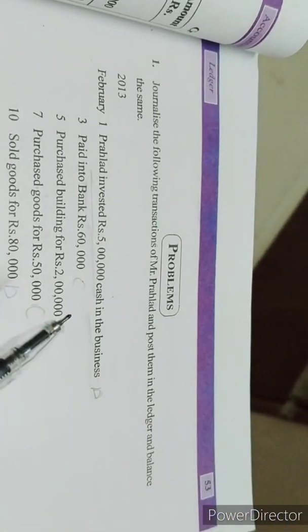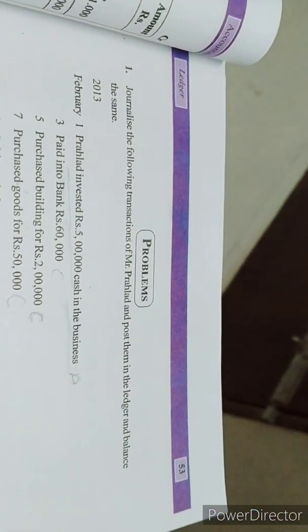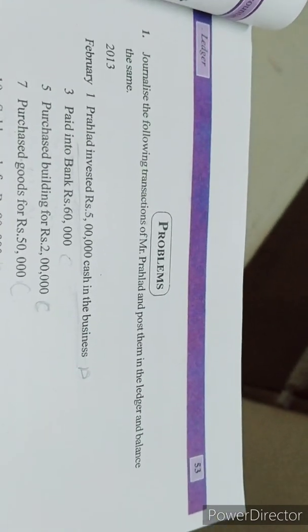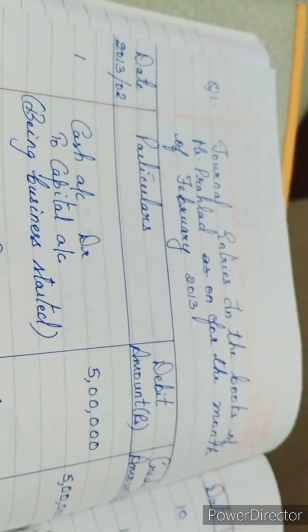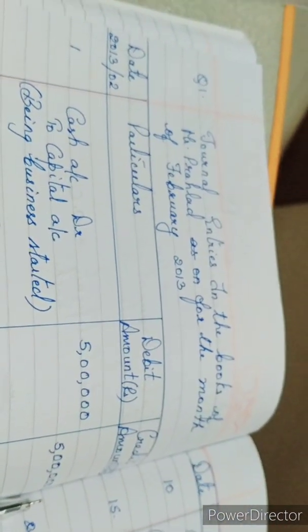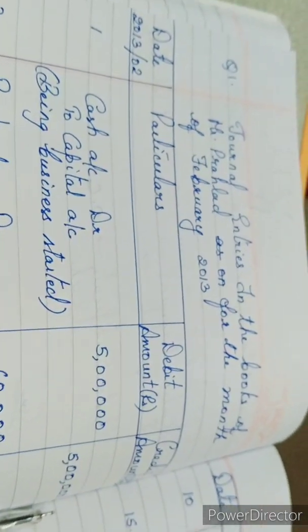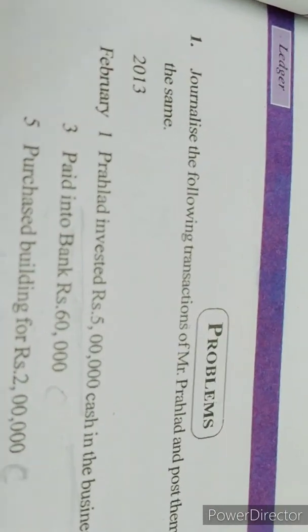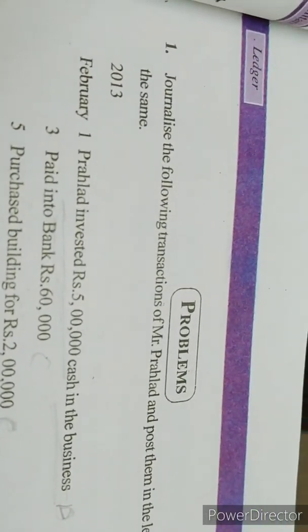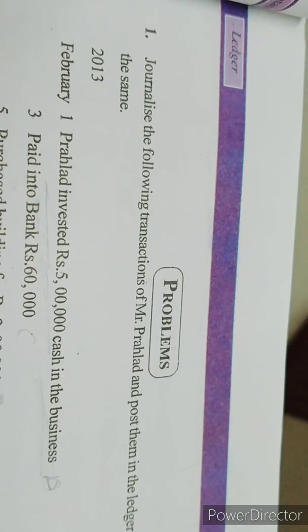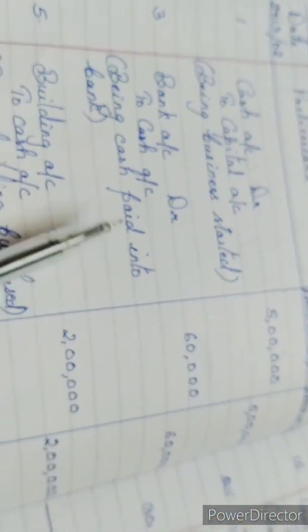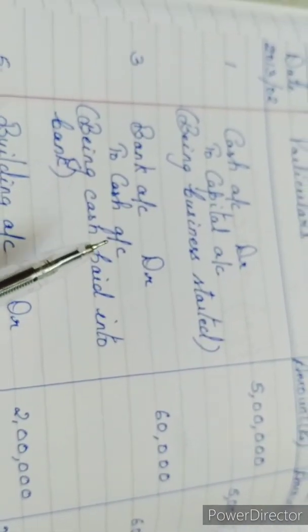If we see the first transaction, how do we write it? Usually the first transaction is an investment. Prahlad invested 5 lakhs cash in the business. Cash account is debited to capital account. I'm not going to explain it in detail because we have already seen it in the journal chapter. Next, paid into bank rupees 60,000. Bank is the receiver, and what is going out from us? Cash is going out. So the entry is written like this: bank account debited to cash account.